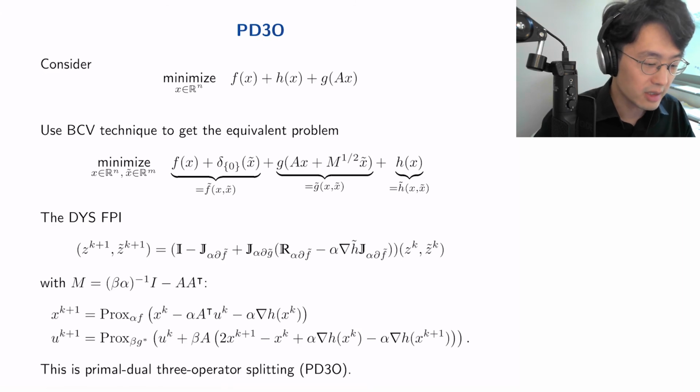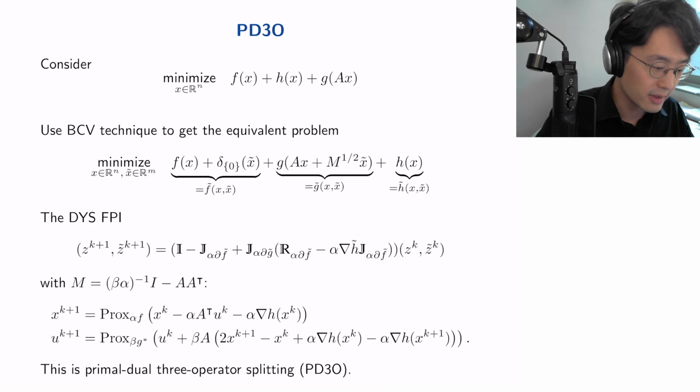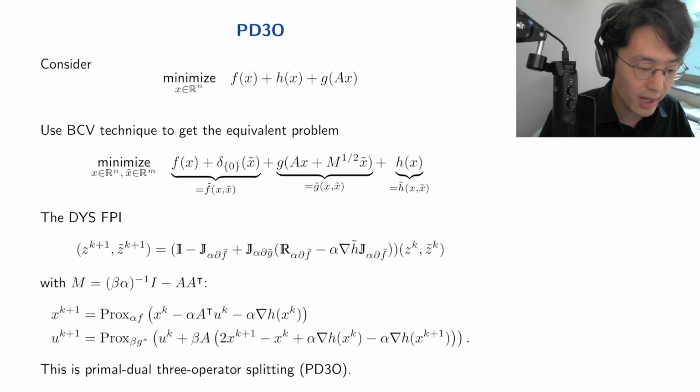We use the BCV technique to obtain this equivalent problem. Again, we add the additional optimization variable x tilde, which is of length m, and we add the indicator function with respect to the set {0} to constrain x tilde to be 0. Then we add the matrix square root of M times x tilde, and we just add in the h of x. The h of x function remains unchanged.